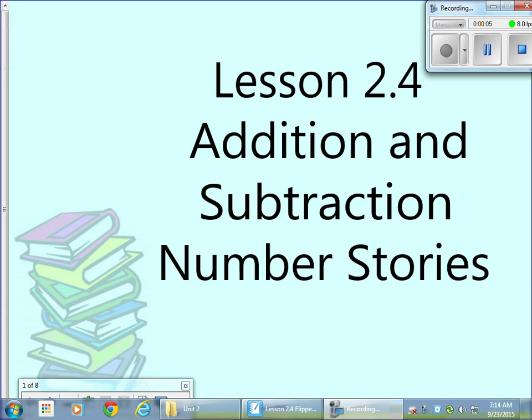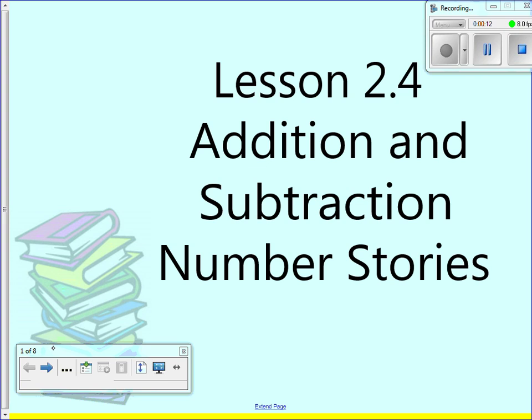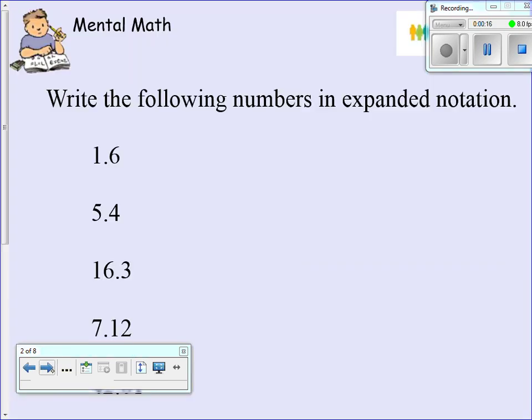Let's take a look at tonight's lesson. Tonight we're going to be working with addition and subtraction number stories. So we have to read a little bit, not much today, don't worry about it. But we're going to be reading a little bit and then solving some problems. Before we get going with that, let's just review expanded notation.